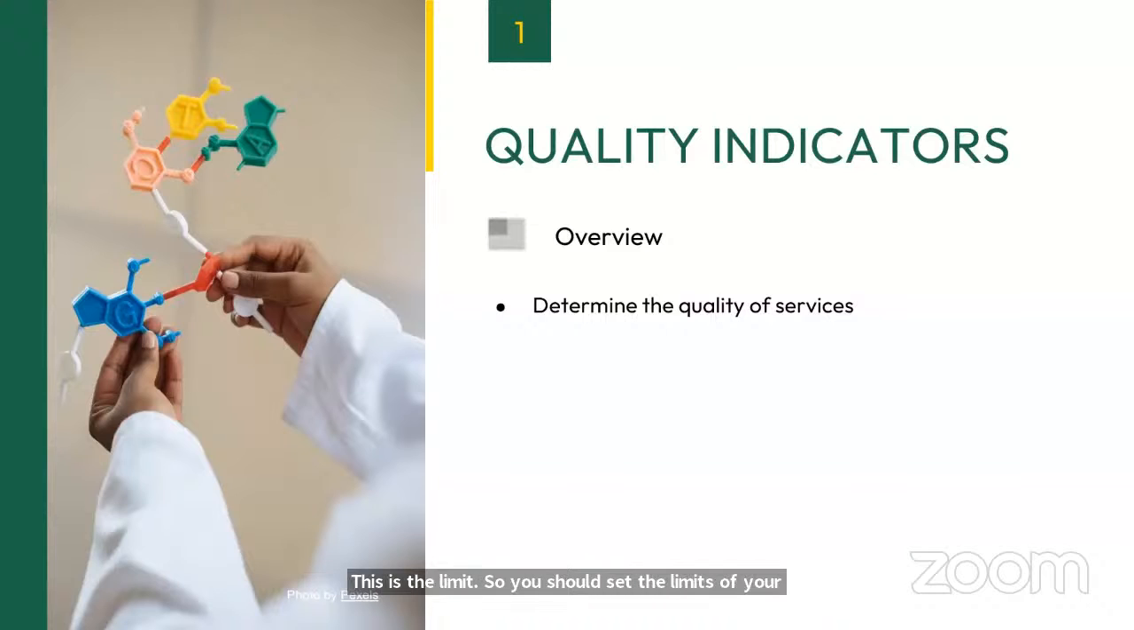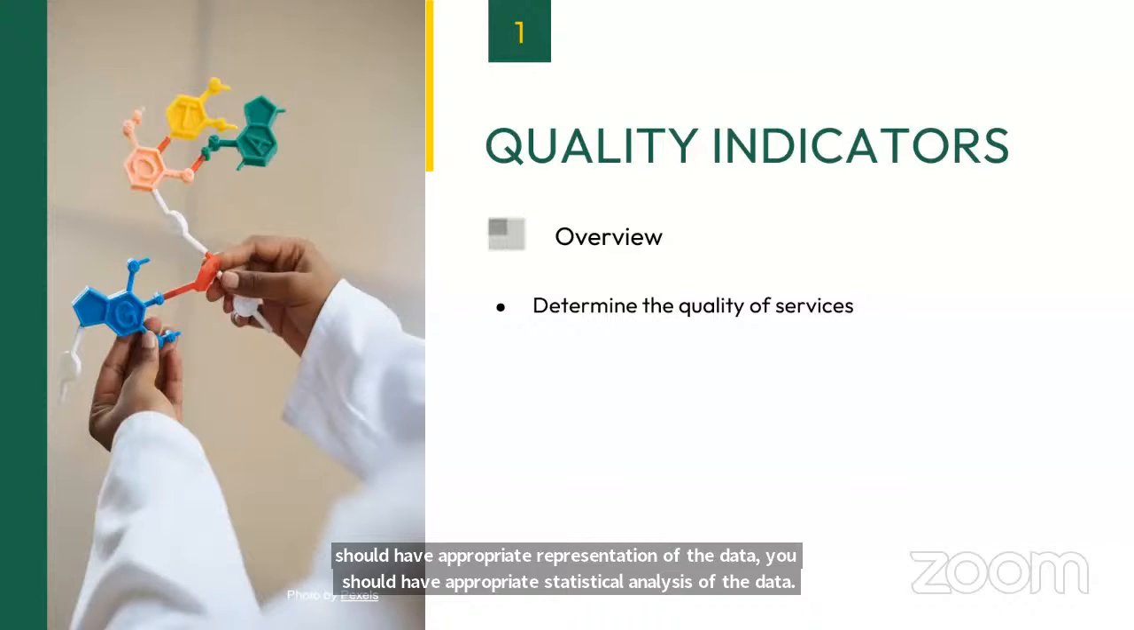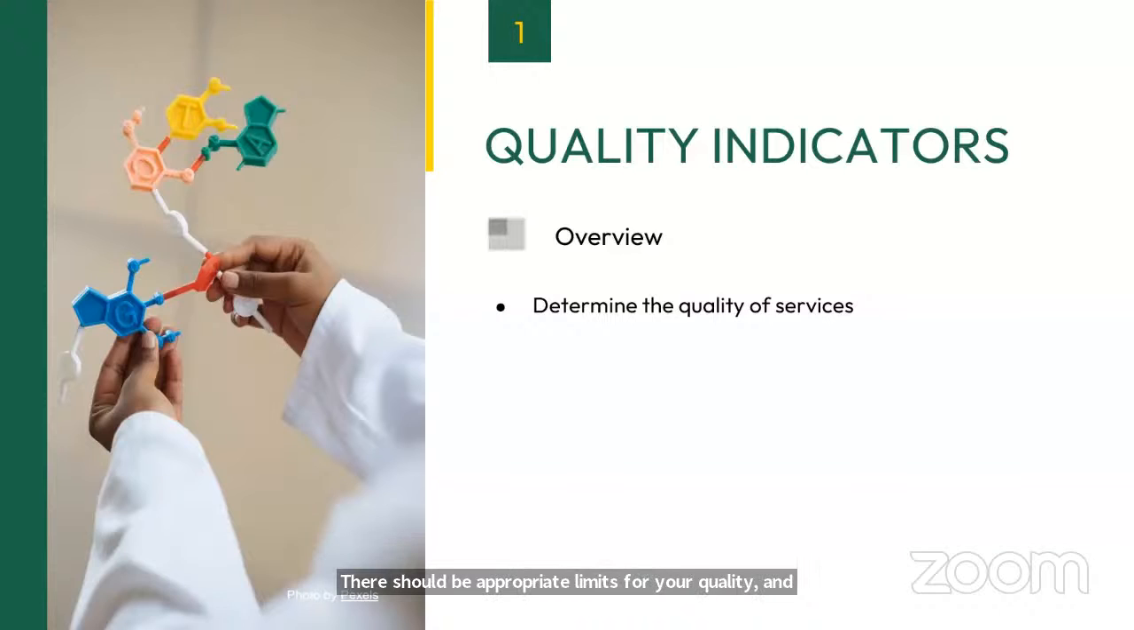You should also have an appropriate action plan for when you are not able to achieve the targets of your quality indicator. Like initially I mentioned 5 hours for glucose result reporting. If I am not able to release within 5 hours, then what is going wrong? I should have an appropriate action plan. So you should have an appropriate objective and methodologies for data collection. You should have appropriate representation and statistical analysis of the data. There should be appropriate limits for your quality indicator, and then you should also have an appropriate action plan for when you are not able to achieve those quality indicators.